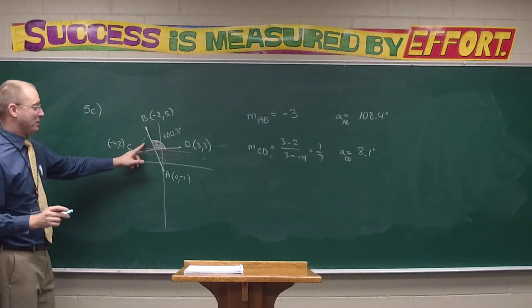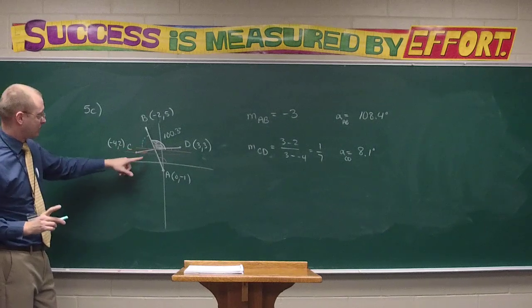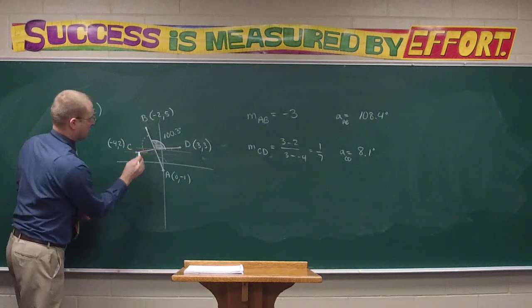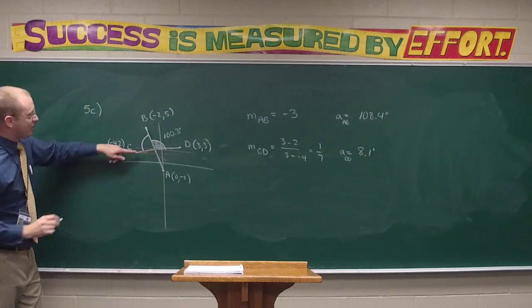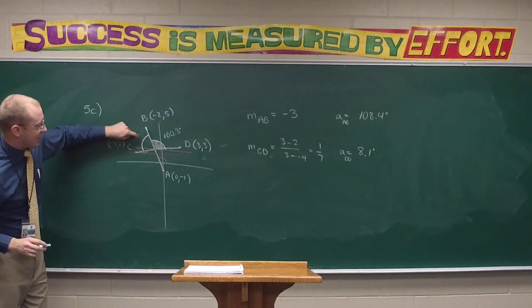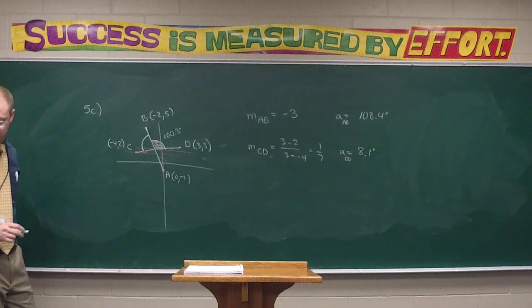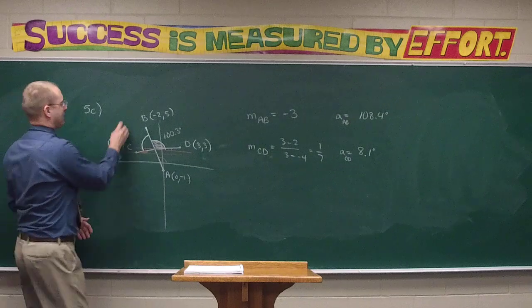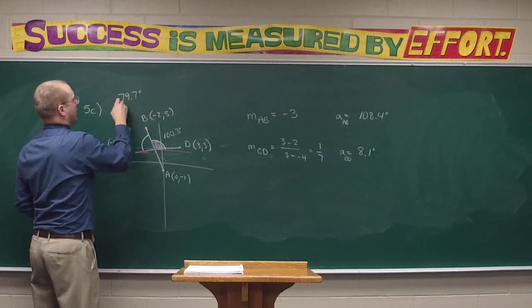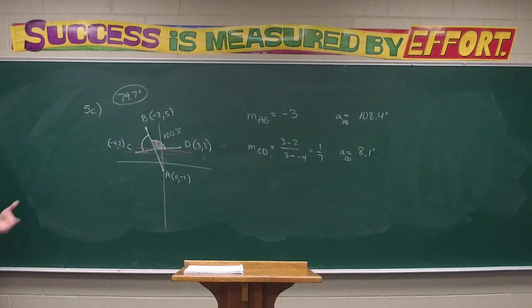But right up against it, we have the acute angle formed by these 2 lines, right? This angle right here. So let's change and find this angle now, and that would be 79.7. Good, 79.7 degrees, and that's going to be our answer for 5C, right? Questions now that we've done a couple of them.